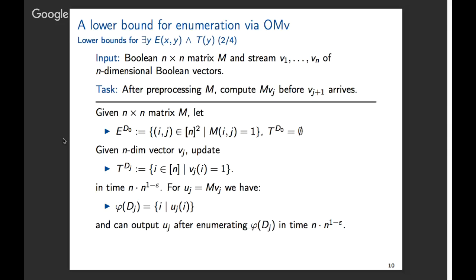So we could output the vector within subquadratic time, and doing this for n vectors would give us a subcubic time algorithm for the online matrix vector conjecture. This idea then scales to all conjunctive queries which are not Q-hierarchical, because the quantifiers are at the wrong place.